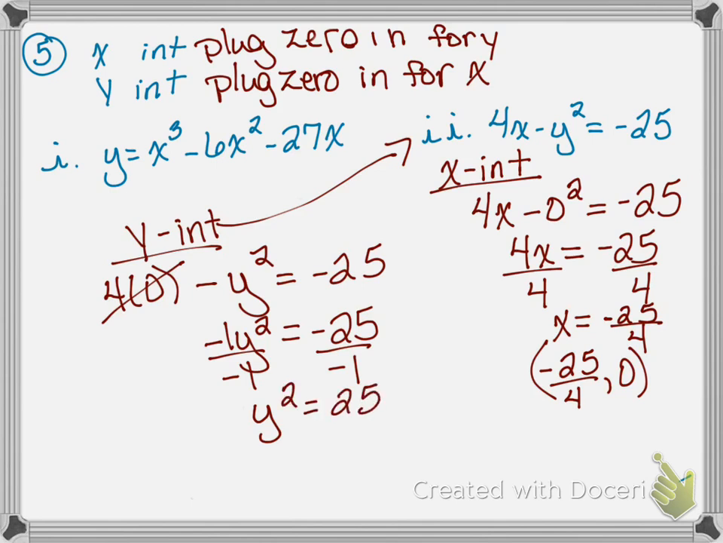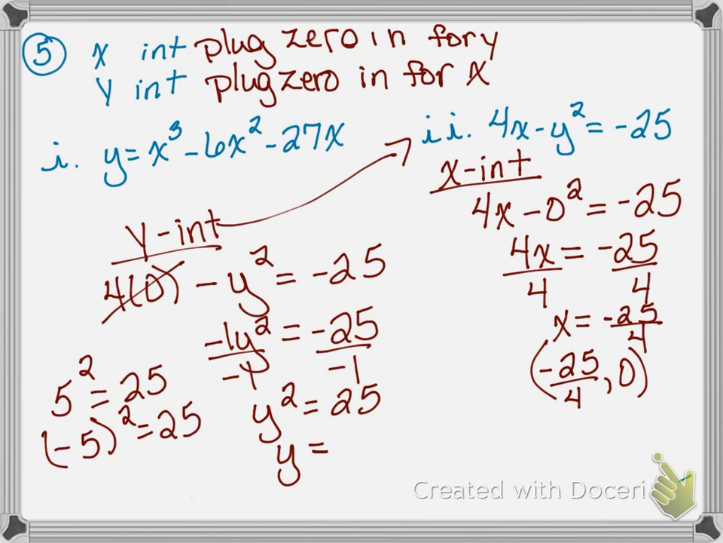Now, if I take the square root of both of these, the square root of y squared is y, and the most commonly remembered square root of 25 is 5. But 5 squared does equal 25, and I want to remind you that -5 squared also equals 25. So when you take the square root of both sides, don't forget your positive and your negative. 5 times 5 is 25, and -5 times -5 is 25. So our y-intercept is both 5 and -5.